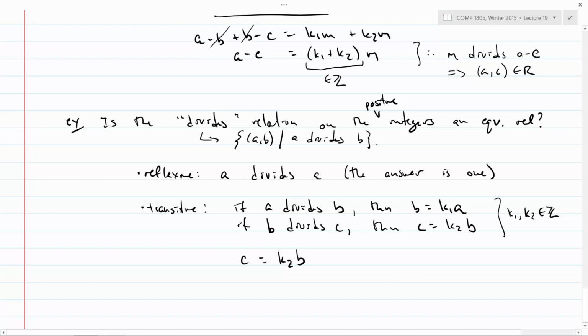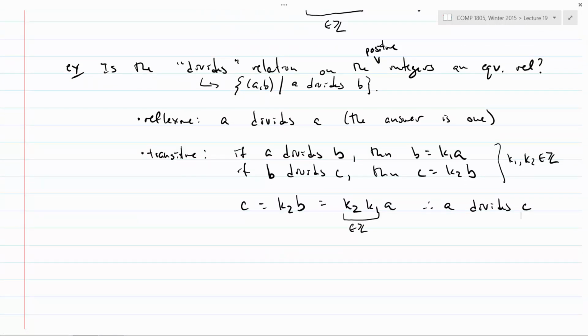So C is K2B, and I know what B is, it's K1A. So C is K2 times K1 times A. Well, if K1 and K2 are positive integers, then K1 times K2 is also a positive integer. And therefore A divides C. So no matter what A, B, and C are, if A divides B and B divides C, then I know that A divides C. So this relation is transitive.